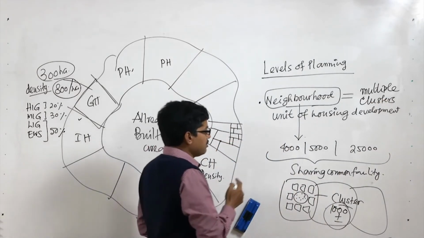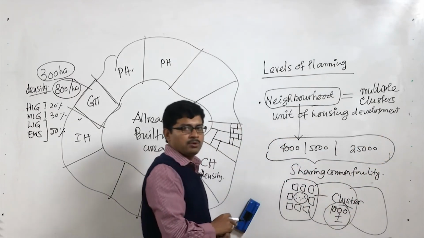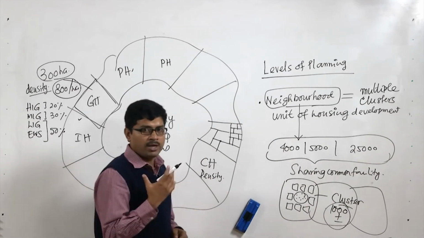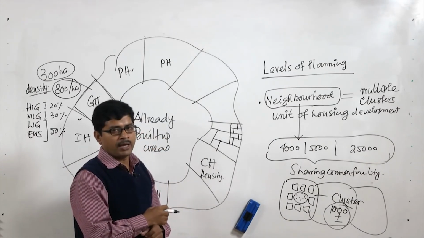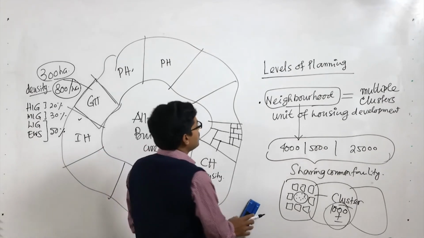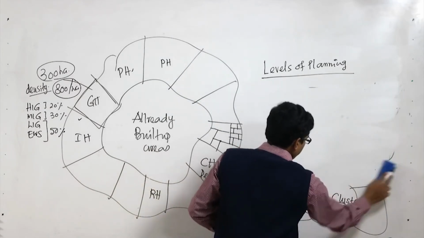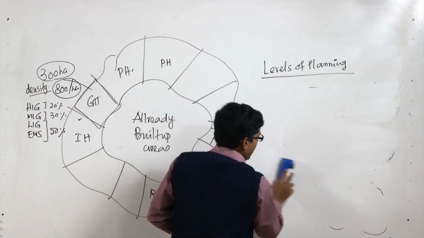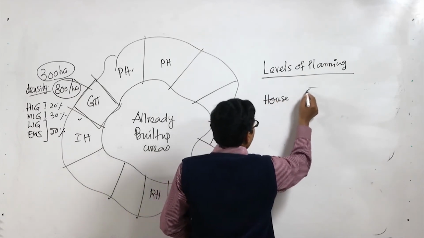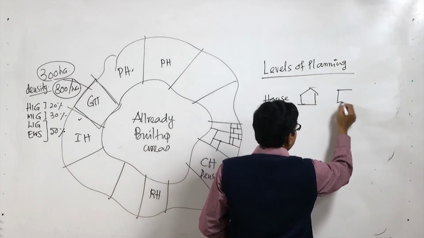A neighborhood is nothing but a population of 4000, and it can be even bigger, like 25,000. A neighborhood basically enjoys a common playground for the older children and some other facilities like a primary school or commercial facility. So, in these levels of planning, your first element is your own house, it can be plotted or it can be group housing also.